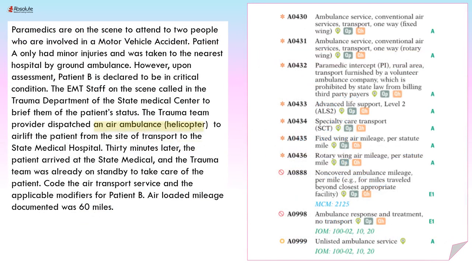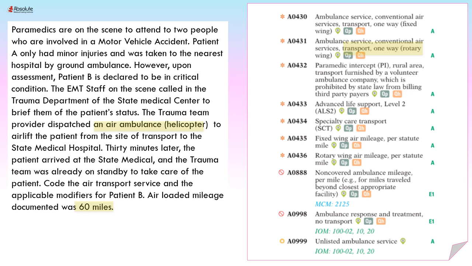All right, coders, let's go ahead and verify the following. Here in your tabular list, just to verify, the air ambulance service code for a transport one way for a rotary wing ambulance service is A0431. Now notice, we are just going to be coding this for one way transport because they actually code for the loaded mile, meaning that is from the time that the patient is being picked up from the location to the destination. So that's just going to be one way. The code here again is A0431.